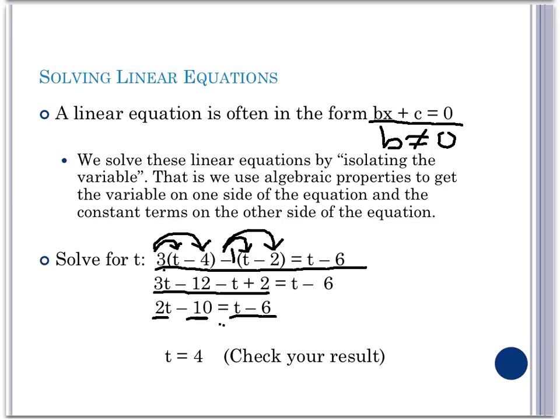Therefore, we could subtract t from both sides to isolate that variable, and add 10 to both sides. So we have 2t minus t, which gives us t. And adding 10 to negative 6 would give us 4. So our answer would be t is equal to 4.